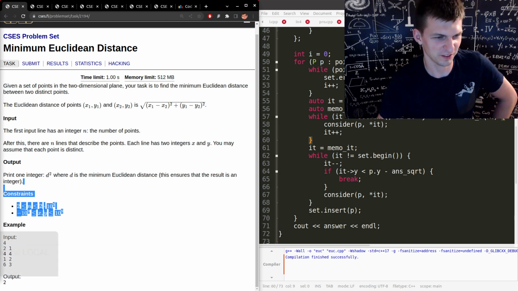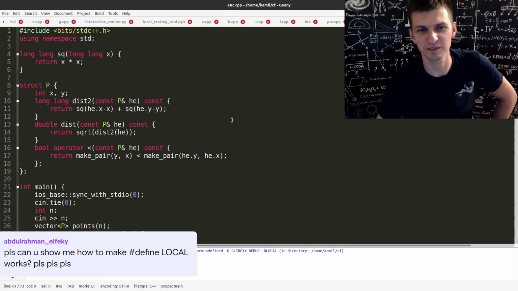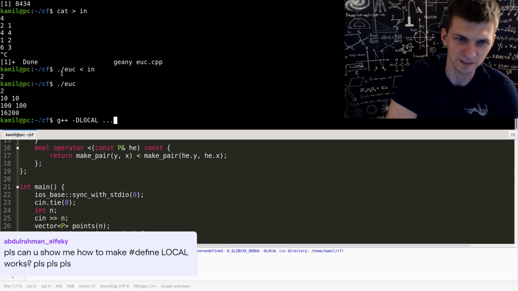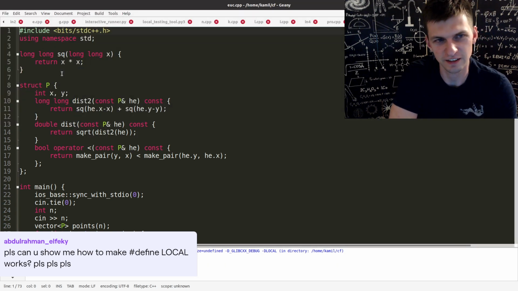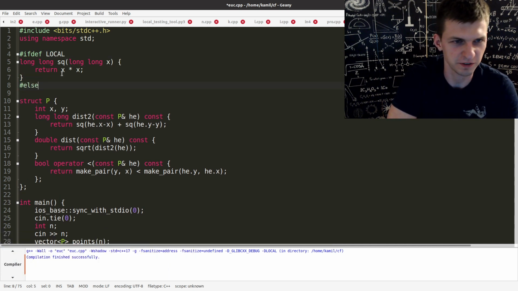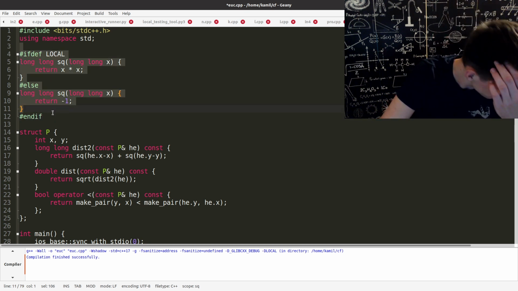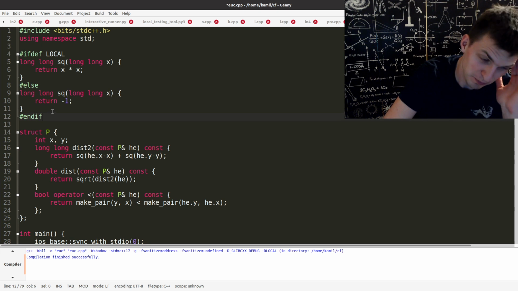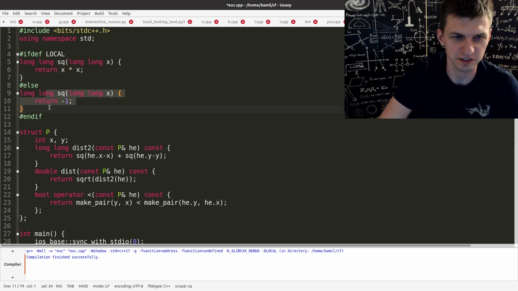Can you please show me how to make define local works? Don't use it, it's stupid. But there is a blog in Codeforces about it. In very short, if you compile with the local flag, if you compile like that, then your C++ code will understand that the flag local is on, and then in your code you can do something like this. If def local, then do this, else do something completely else. And now, if your code is compiled locally with this special flag, minus define local, then this code will be performed, otherwise this one. And people use it for debugging. They do something like if local, then let this function print a lot of information to the output, and otherwise let it print nothing.